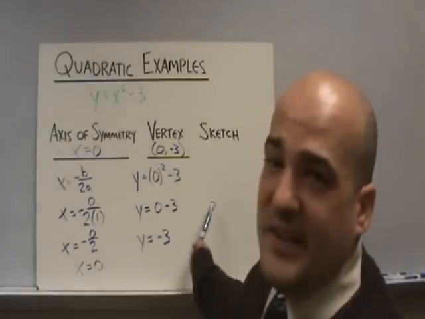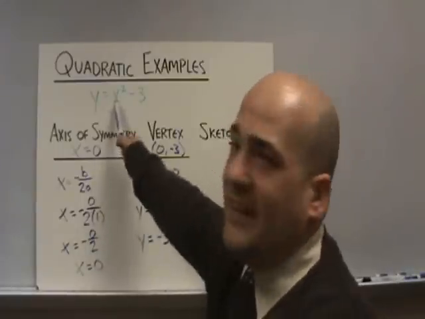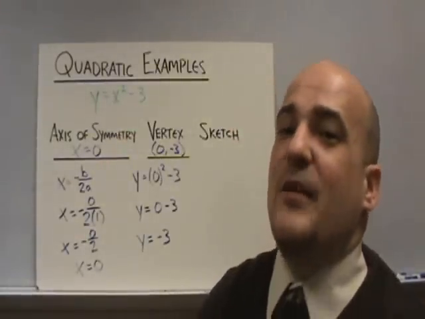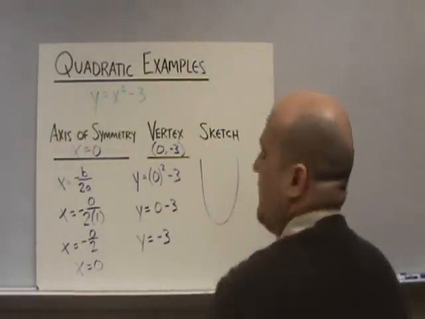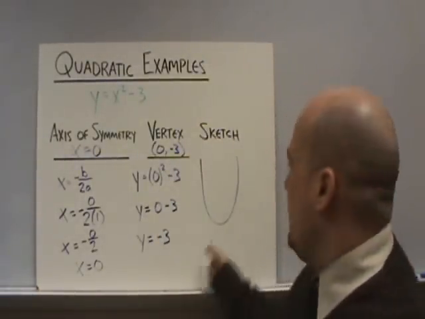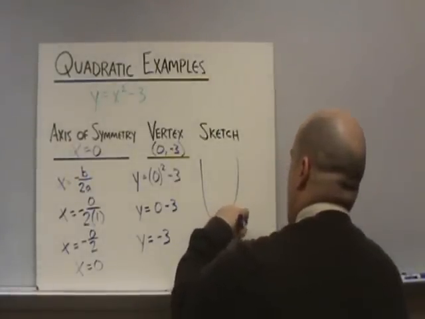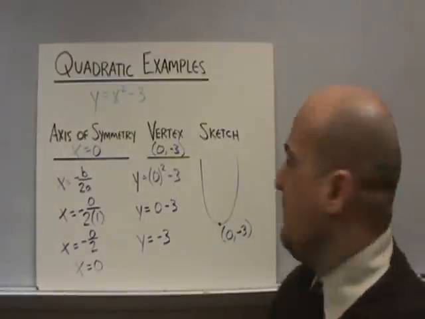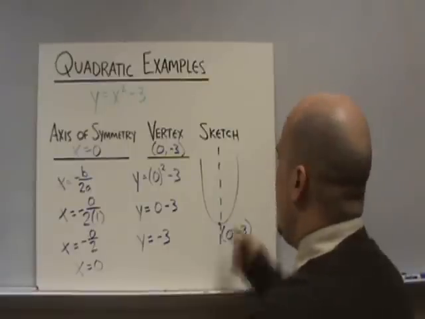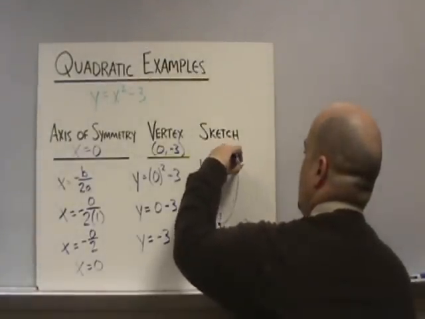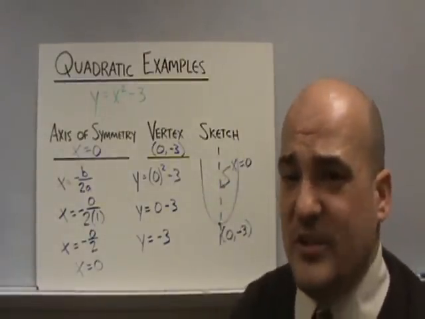Finally, the sketch. We have to decide, is this going to be a happy face or a frown face? Since the a in front here is positive, and positive means happy, it's going to be a smiley face. So we just fill in, that's what our parabola looks like. We know that the vertex down here is 0, comma, negative 3. And we know that the line of symmetry, the axis of symmetry, is just x equals 0. That's the equation of this line that splits the parabola in two.